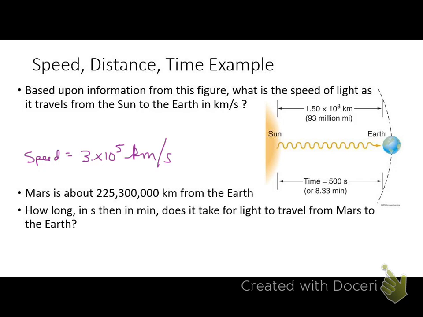So now in this one, we're supposed to use that to our benefit and say, all right, let's say light, or any sort of energy like light, leaves Mars. How long does it take to get to Earth? And they go ahead and give us the distance. So I'm going to show you how I would do this factor label. This is my distance. My distance is 225,300,000 kilometers. And I would make that my first term, put it over 1.